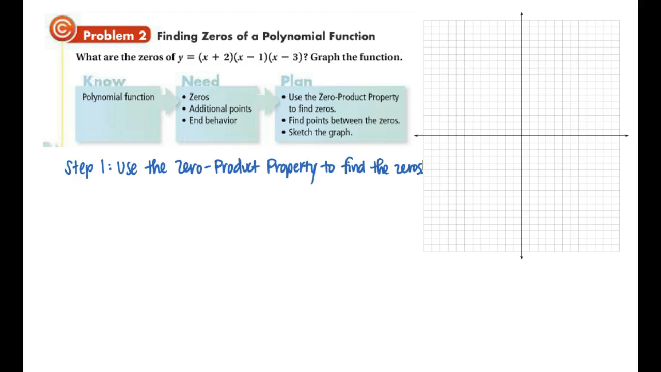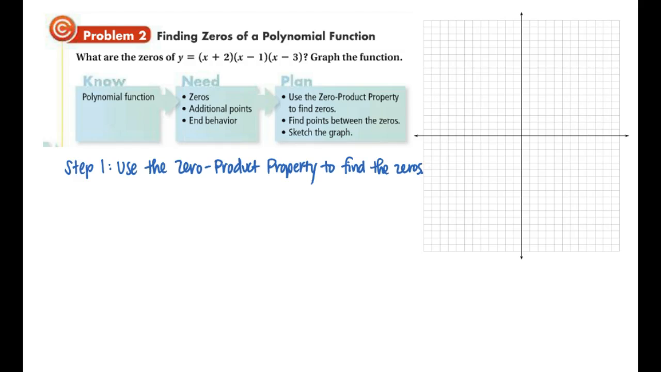In example 2, we need to determine what the zeros are of the function y equals the quantity x plus 2 times the quantity x minus 1 times the quantity x minus 3. Once we find those zeros, we can graph the function. The nice thing about this problem is that the polynomial is already in factored form, so we don't need to go through the factoring process.